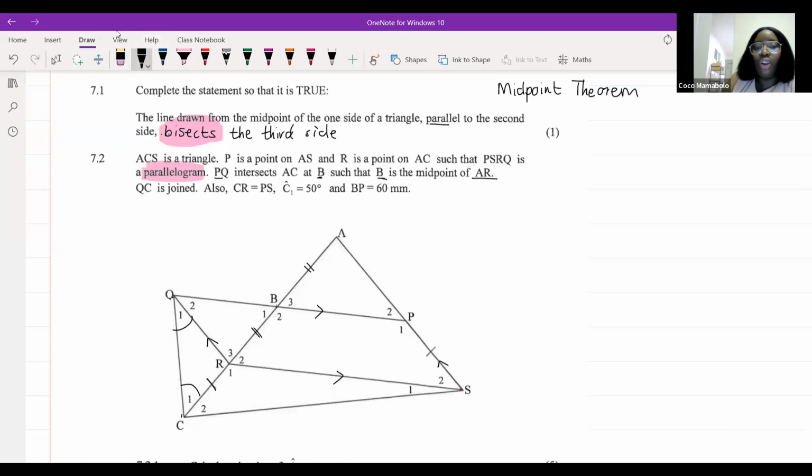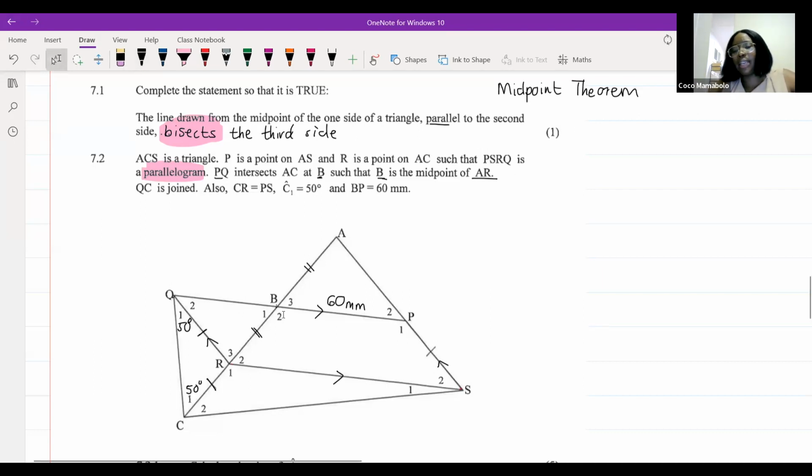All right. Look at all that information they've given us. They've told us that the length of BP is 60 millimeters. Lots of information. They've also told us that C1 is 50 degrees. Thank you, Mfundo, I didn't read that part. So C1 is equal to 50 degrees. That means Q1 is also equal to 50 degrees. We're off to a great start, guys.